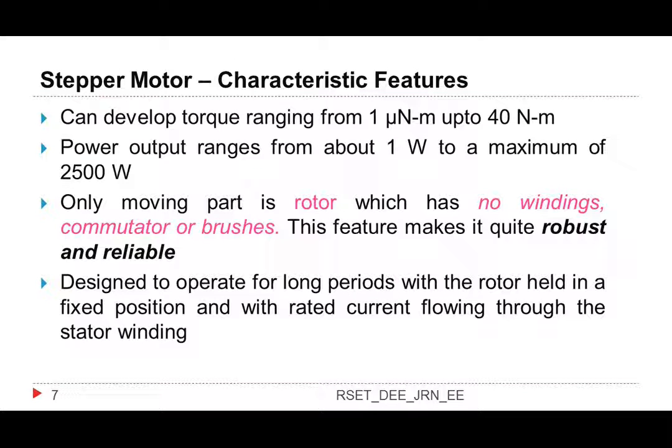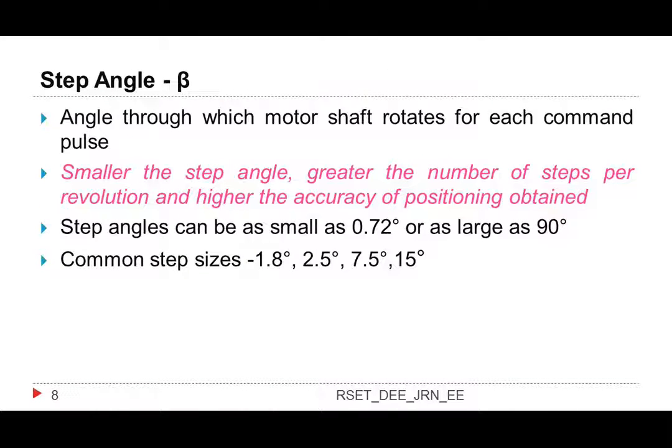Now we'll see the characteristic features, very relevant to stepper motors. They can develop torque ranging from 1 micronewton meter to 40 newton meter. Power output ranges from about 1 watt to a maximum of 2500 watts. The only moving part is the rotor, which has no windings, commutator or brushes. This feature makes it quite robust and reliable. It is designed to operate for long periods with the rotor held in a fixed position and with rated current flowing through the stator winding.